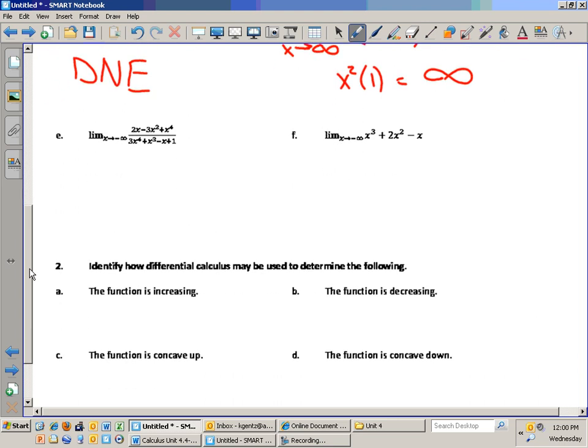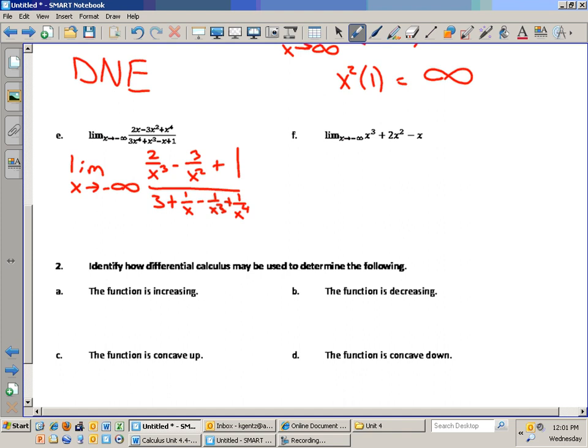Okay, so E, if I divide the top by x to the 4th, the limit as x goes to negative infinity of top divided by x to the 4th would be 2 over x to the 3rd minus 3 over x squared plus 1, over 3 plus 1 over x minus 1 over x squared plus 1 over x to the 4th. Or x to the 3rd, excuse me.